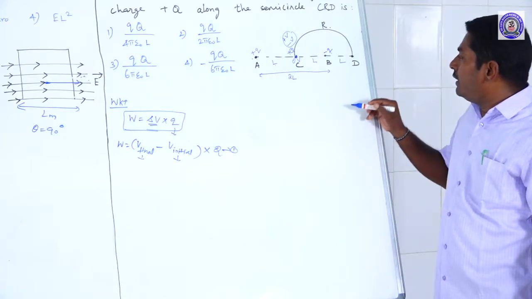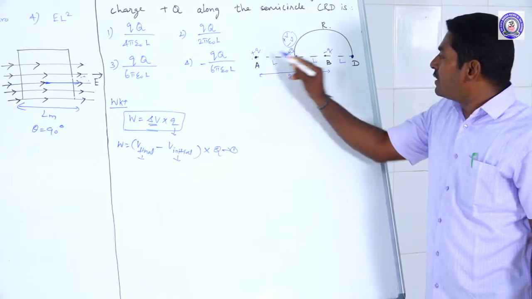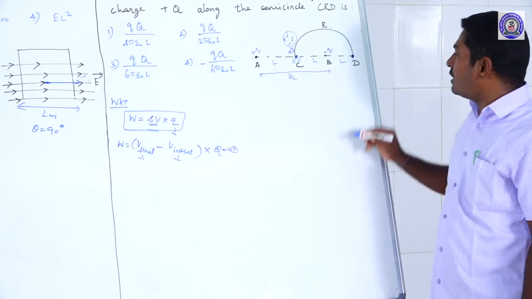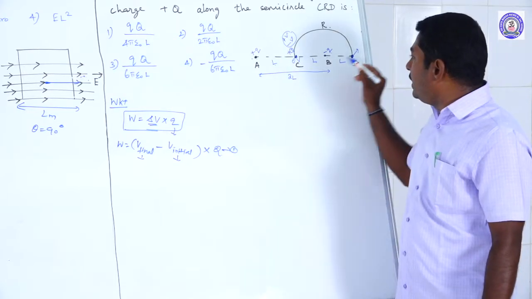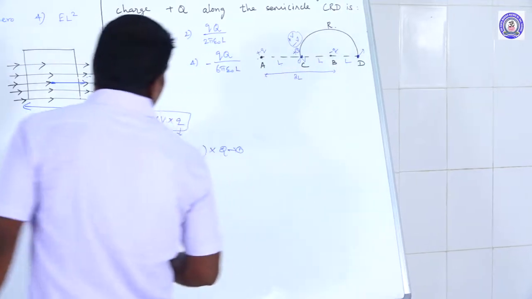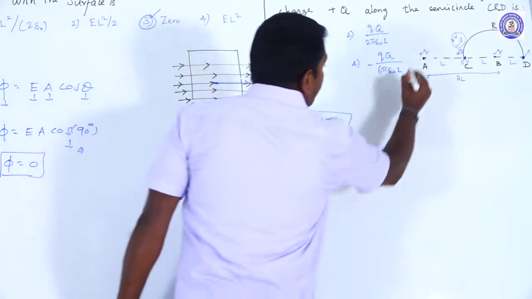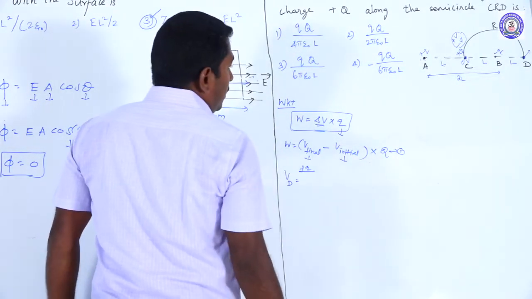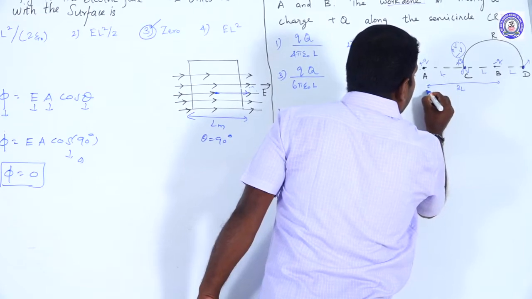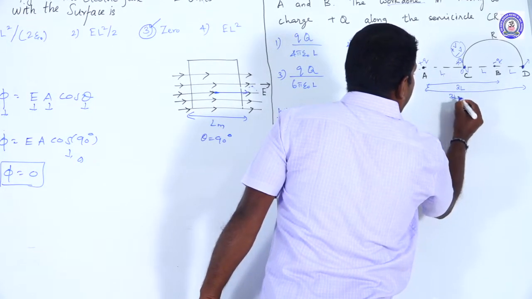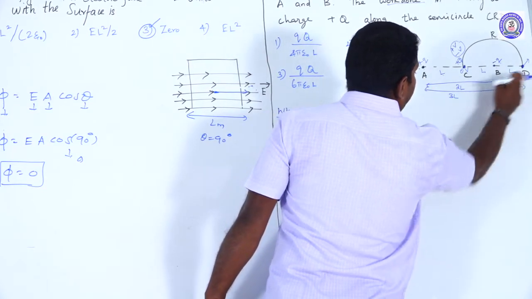Then we are going to calculate the final potential: the potential at point D due to the positive charge and due to the negative charge. So calculate the potential at point D due to the positive charge. The distance between point A and point B is 2L, so the distance between point A and point D is 3L.